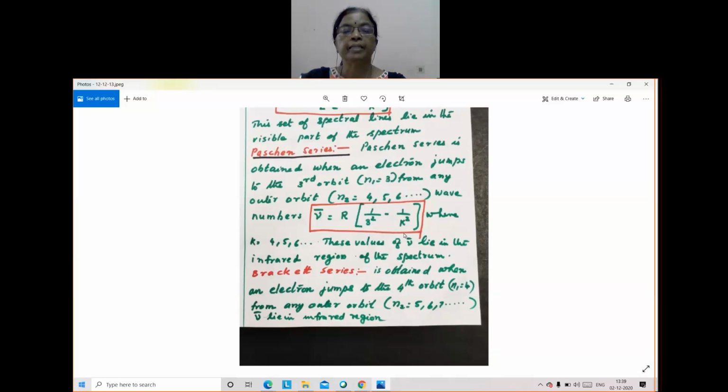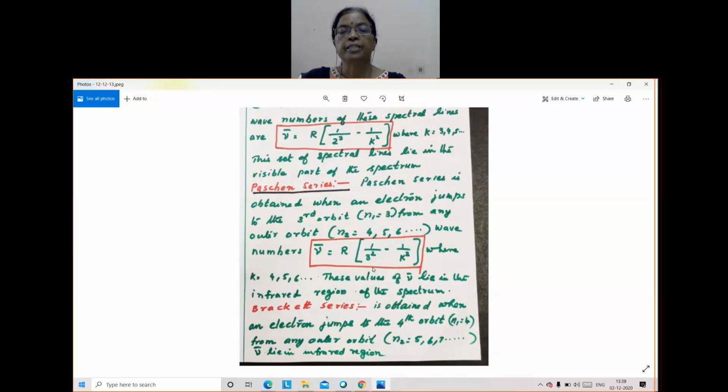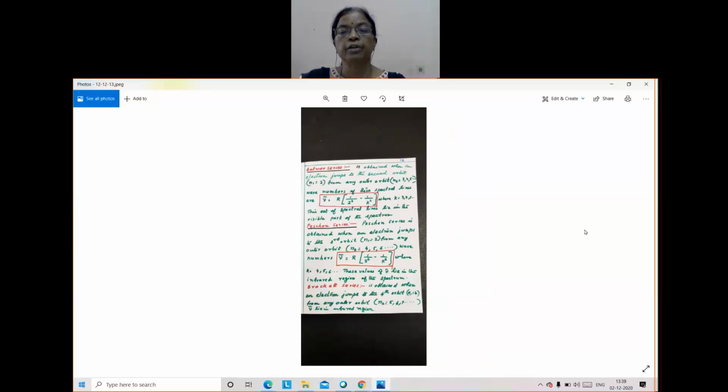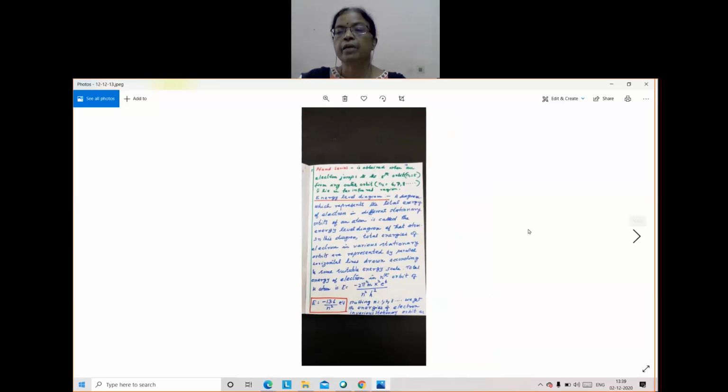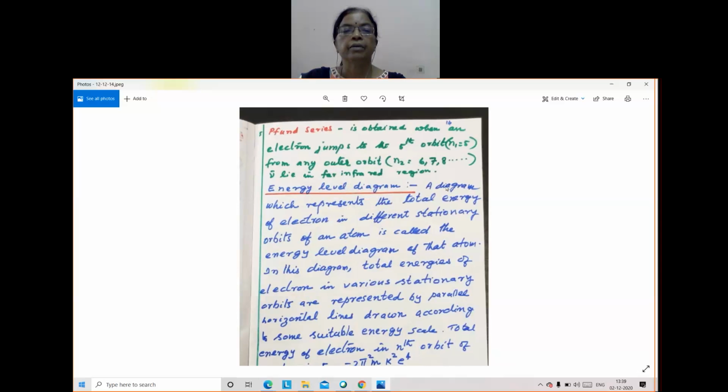Paschen series, then Brackett series will be 1 by 4 square minus 1 by k square, and Pfund series will be 1 by 5 square minus 1 by k square. So if you study one formula, you can write other formulas also. Doing problems is very, very important.